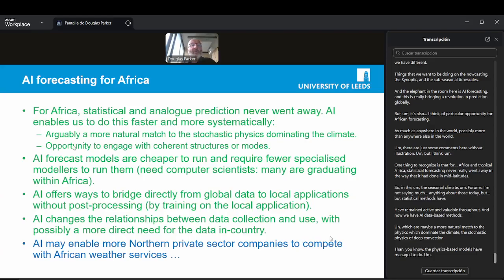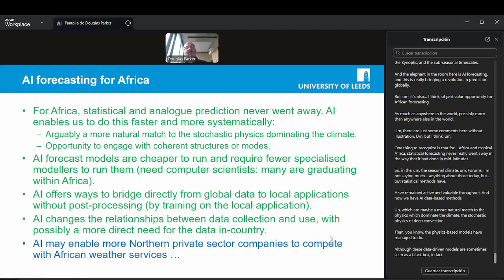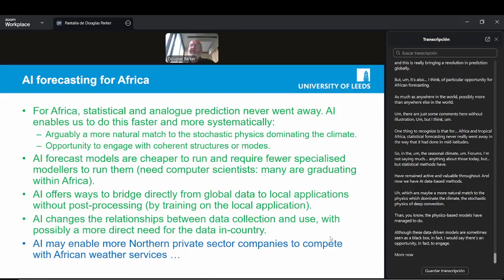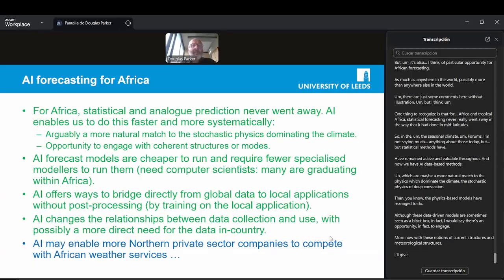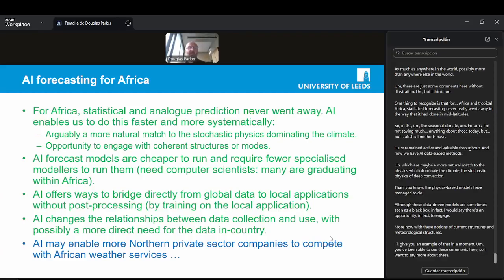But although these data-driven models are sometimes seen as a black box, in fact, I would say there's an opportunity to engage more now with these notions of coherent structures and meteorological structures. I'll give you an example of that in a moment. You'll be able to see these comments here, so I won't say more about these except to dwell on the last one.